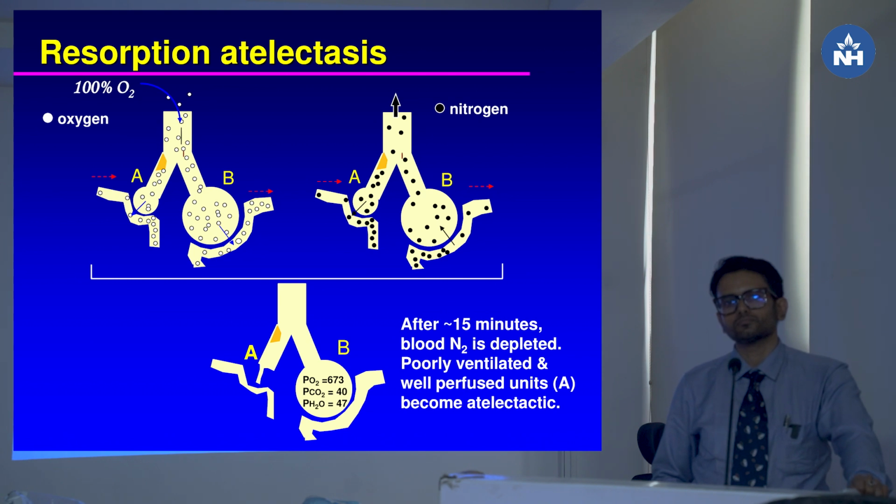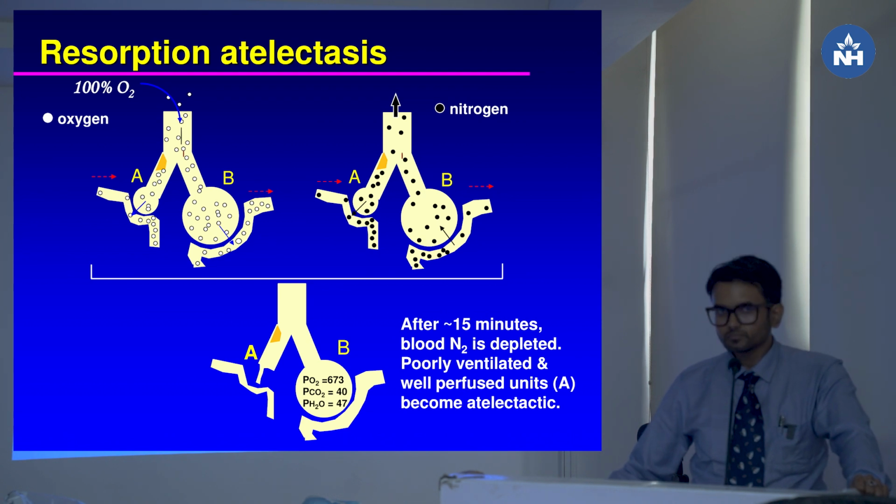That is why we say it is ABC. The purpose of oxygenation, what Pratik mentioned, is oxygen delivery.